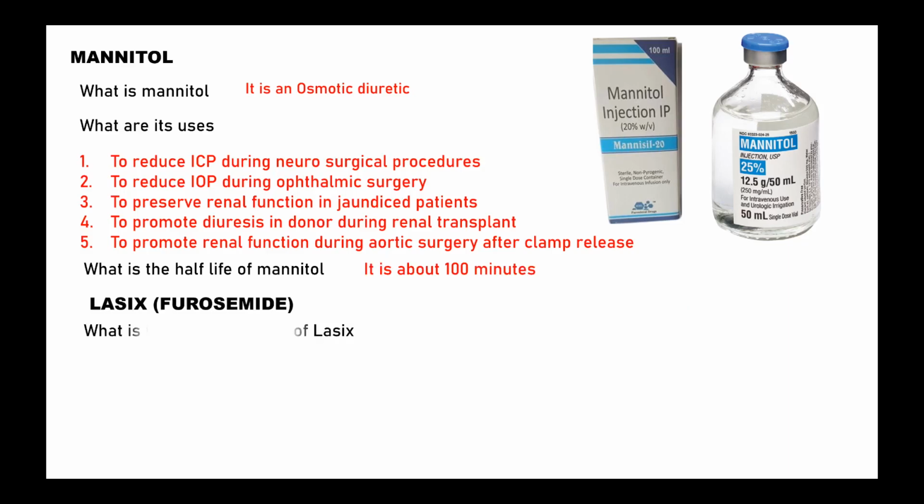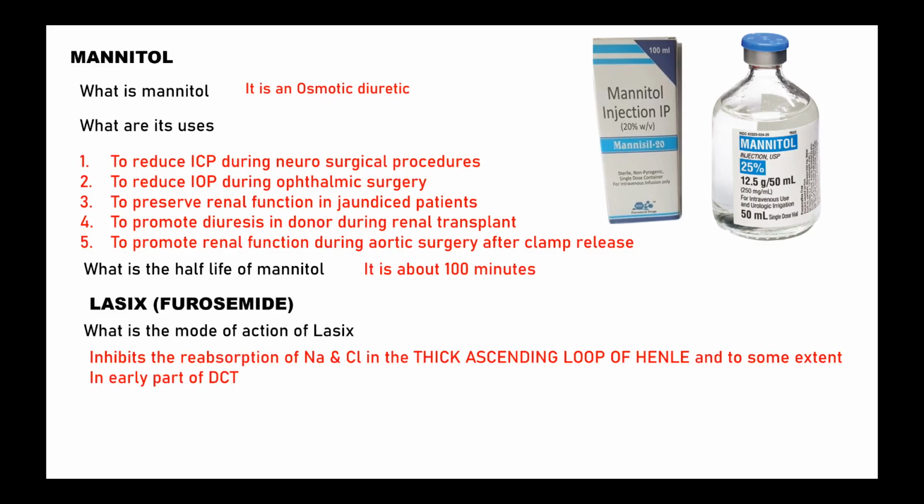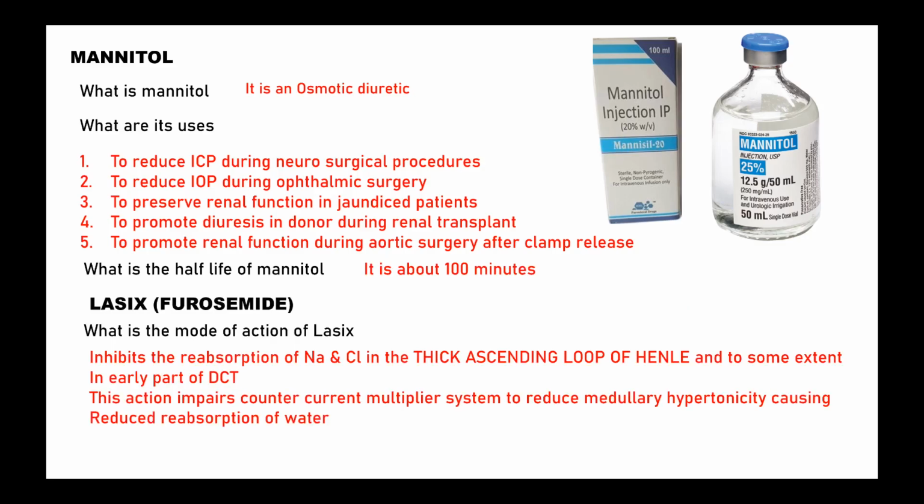Lasix. What is the mode of action of Lasix? Loop diuretic. What exactly does it do? It blocks the reabsorption of sodium chloride in the thick ascending limb and to some extent in the early part of the distal convoluted tubule. This action impairs the countercurrent multiplier system, reducing medullary hypertonicity and causing reduced reabsorption. Why is it called Lasix? Its action lasts for 6 hours.